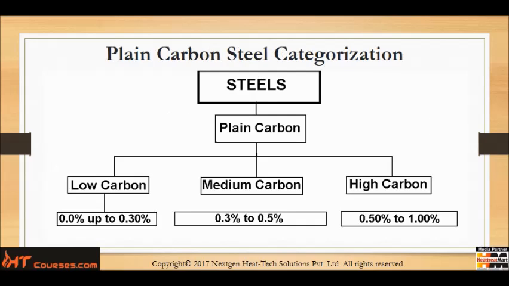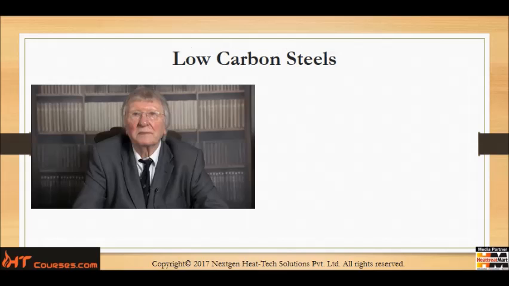The plain carbon group of steels. This now visually gives you the carbon contents of each of these groups of steels, where low carbon is 0.01 up to 0.3%, medium carbon 0.3 to about 0.5%, and the high carbon 0.5% up to 1%.